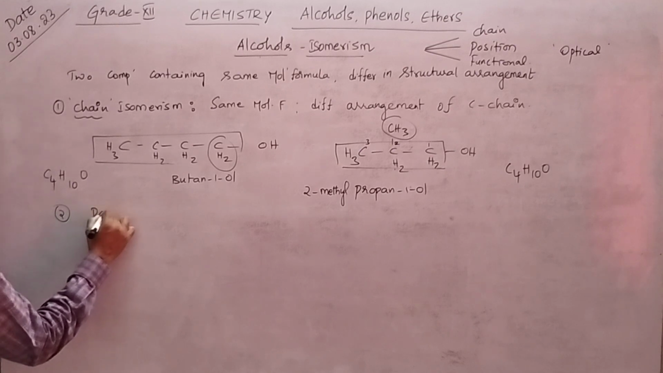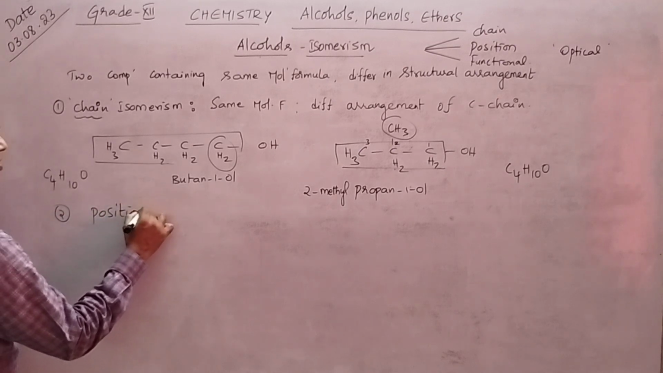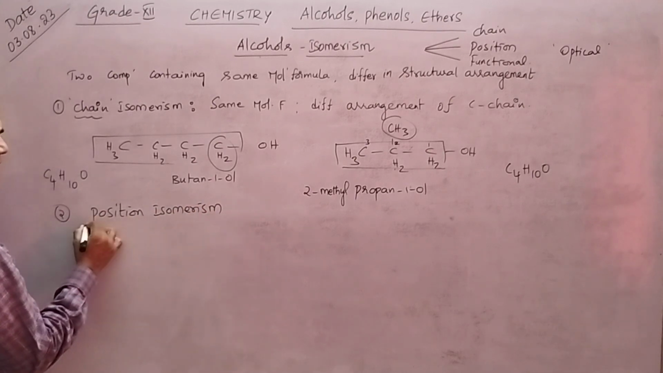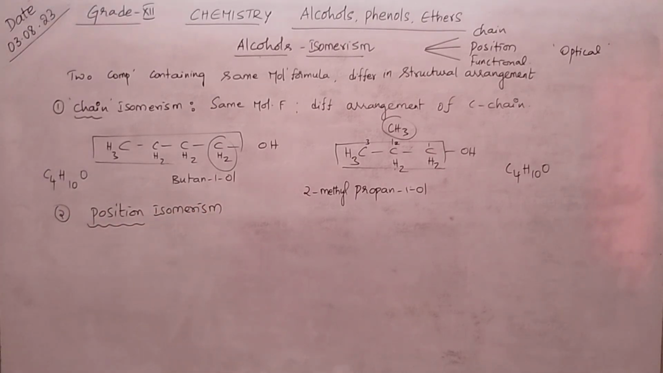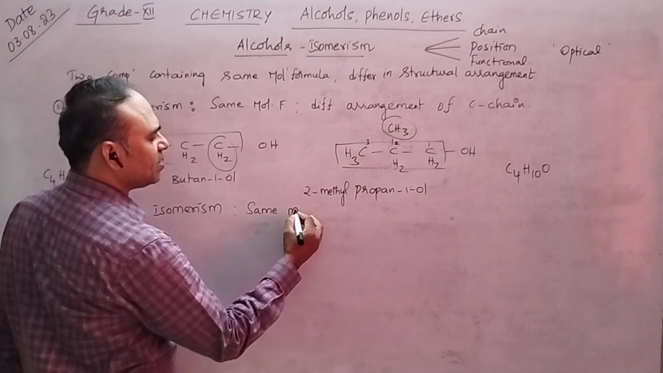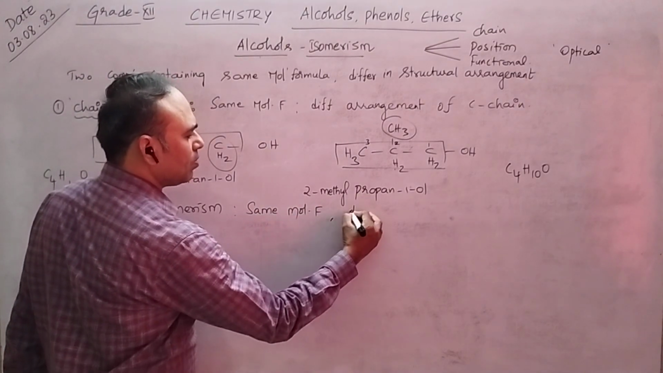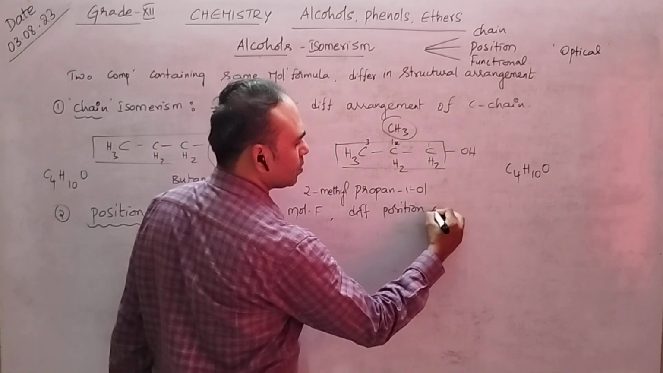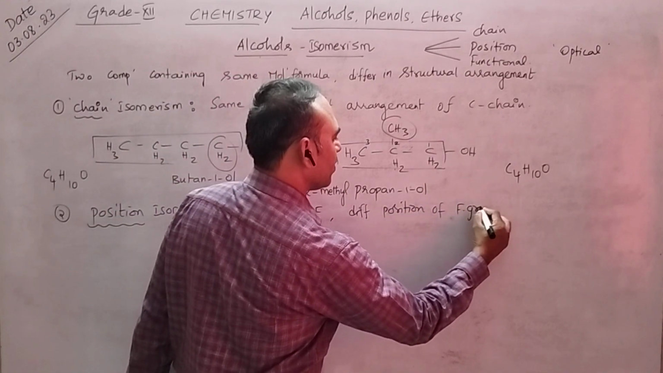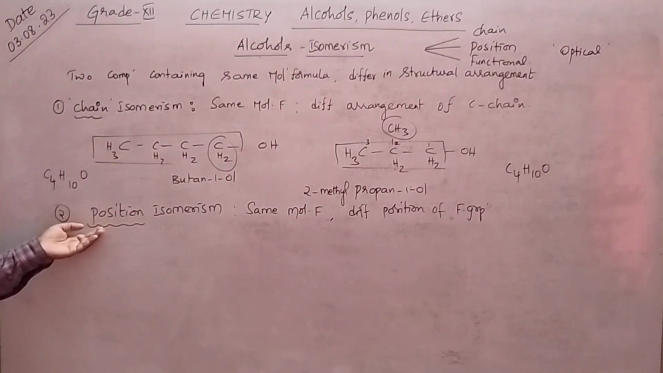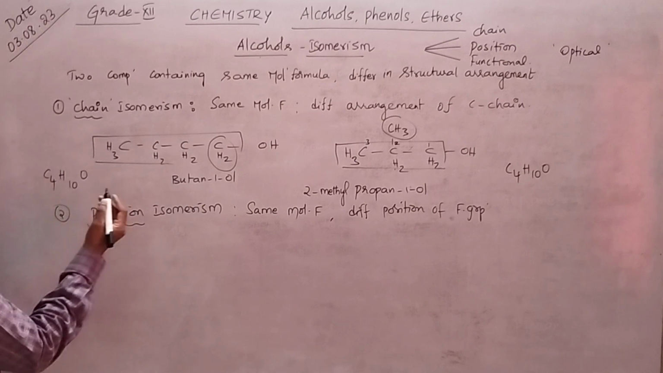Second one is position isomerism. The name itself says that you are changing the position of the functional group. We can write like this. What is the definition? The compounds which have the same molecular formula but different position of functional group. Different position of functional group. They are called position isomers, and the phenomenon is called position isomerism.